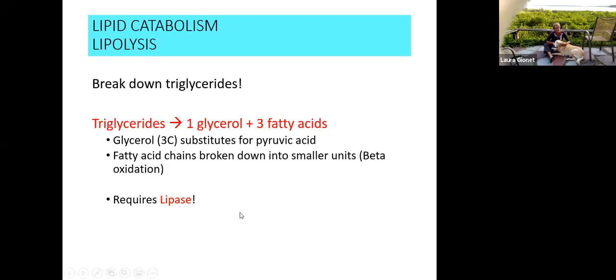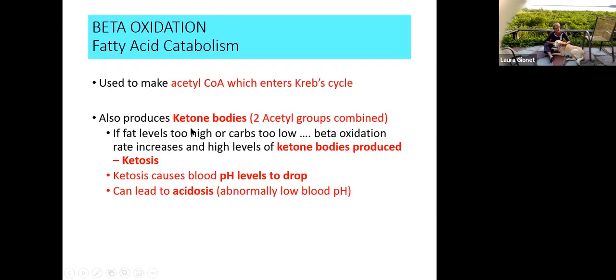Right, lipid catabolism breaks down. This is how we break down triglycerides. Remember, we start with the macromolecule of a triglyceride, and it gets broken down to 1 glycerol and 3 fatty acids. For all intents and purposes, it's not exactly like that. Right? And we use lipase from the pancreas primarily to do that. Right, the fatty acid chains can get broken down into smaller units, and it does that through beta oxidation. Beta oxidation. Right, so why do we care about that? Beta oxidation and fatty acid catabolism are used to make acetyl CoA.